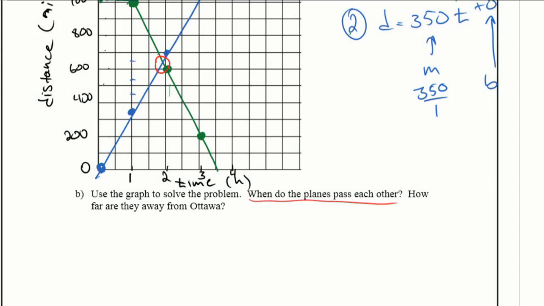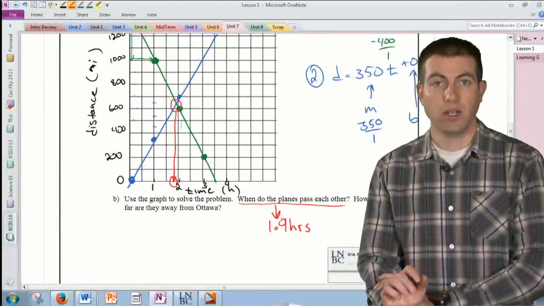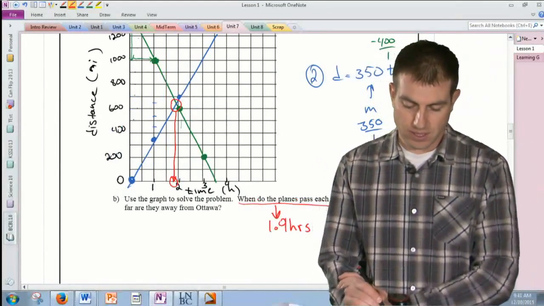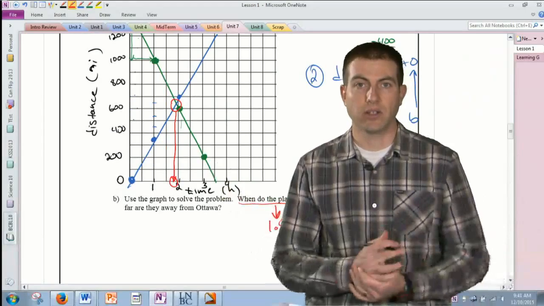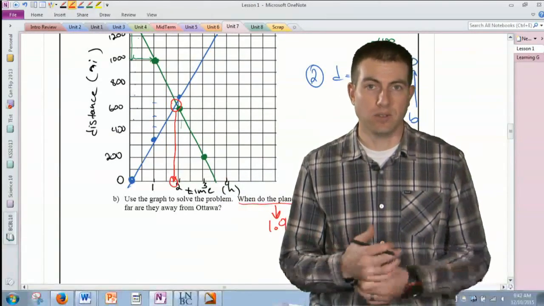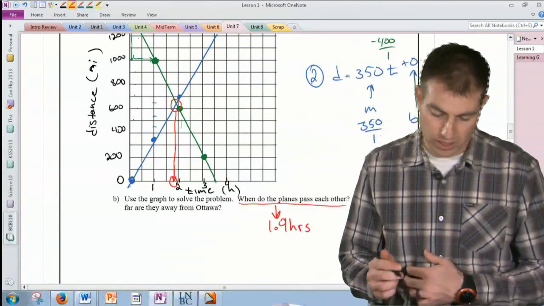So when the planes pass each other, when is asking me for a time. I'm going to go down to my time axis and look at where it is crossing this axis. So it's just before 2. So if I were to estimate what that is, I would say, well, that looks like about maybe 1.9 hours. And that's the best I can do here. There's no super accurate graph that we've drawn. It's just an estimate. You're looking at a graph, you're trying to figure out exactly where it is.